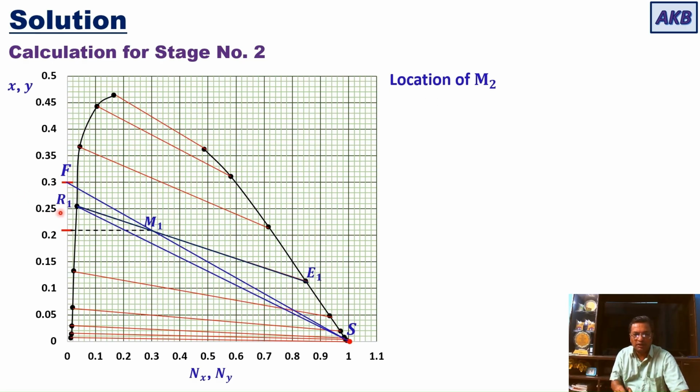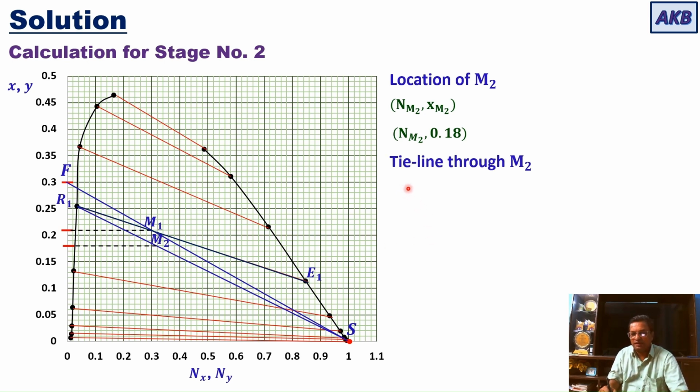Then after getting XM2, you have to locate M2. M2 will be located on the line R1S, because after the raffinate is mixed with the solvent, it will form the mixture and that mixture will be represented by the point M2. So M2 will be located at NM2, XM2, but we will use XM2. We have just got it. So it will be located at NM2, 0.18. So let us locate it. 0.18 is over here. And then we will go to the line R1S. And the intersection point will be nothing but the point M2.